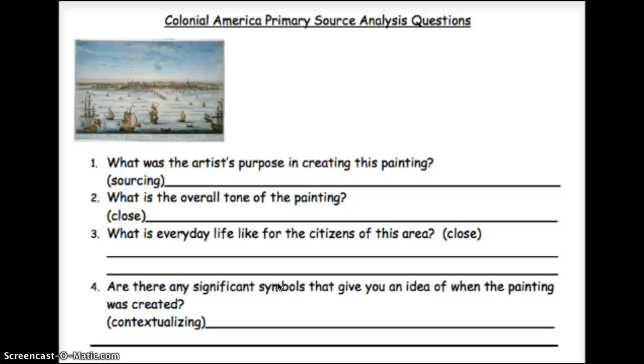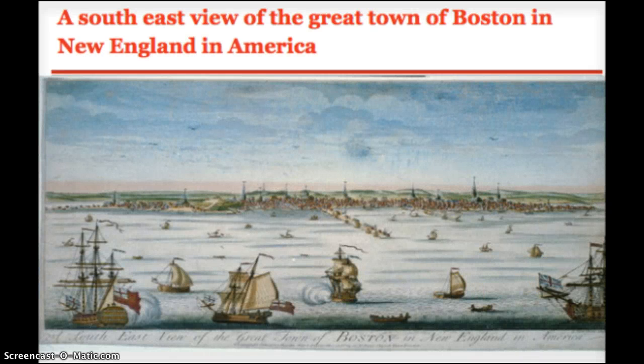So explain it. What is everyday life like for the citizens in this area? We need to go back to the painting for that. If I didn't know anything about Boston, I could pick out a few key things here. It's near water. There are a lot of ships. So I'm looking at my painting and picking out key things. I'm not bringing in any outside information.